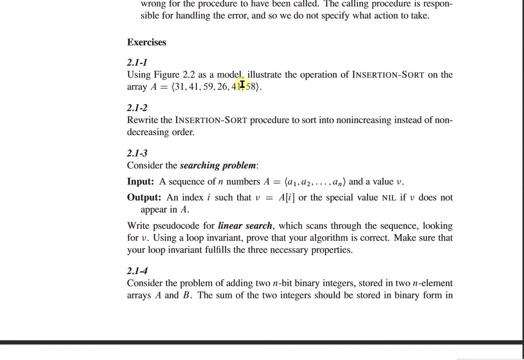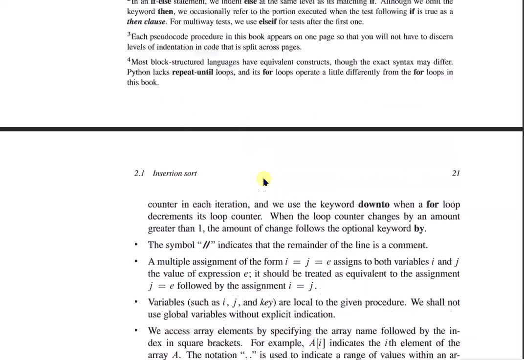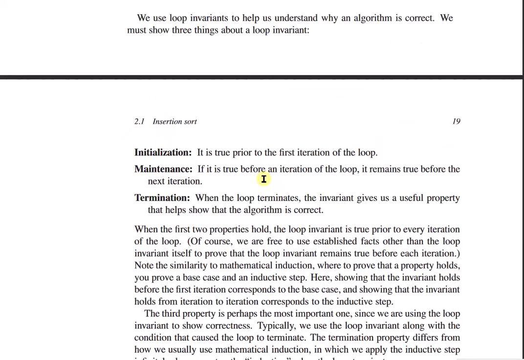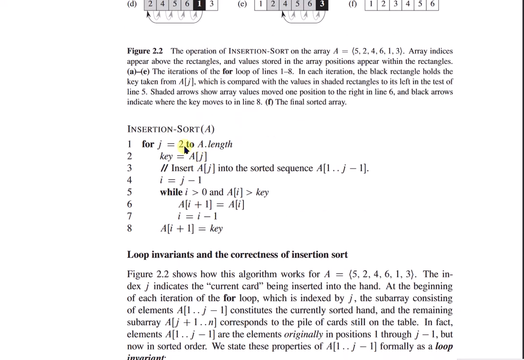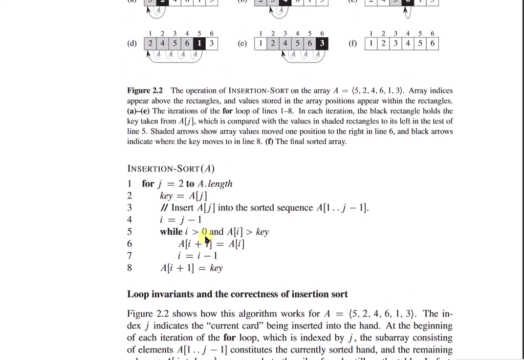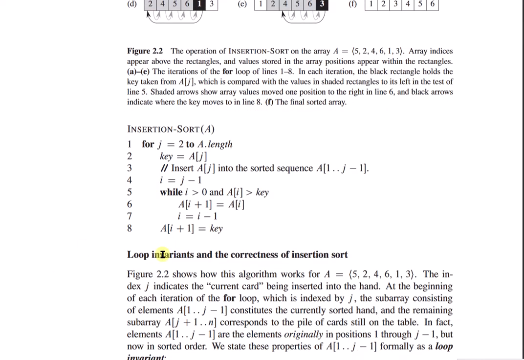Okay, exercises. Use the illustration to show the operation of insertion sort, then rewrite the insertion sort procedure to sort into non-increasing instead of non-decreasing order. What we have to do in this code is, in the loop, check if A[i] is less than the key, and the key should come to the first place only when the key is greater than A[i]. We repeat it.